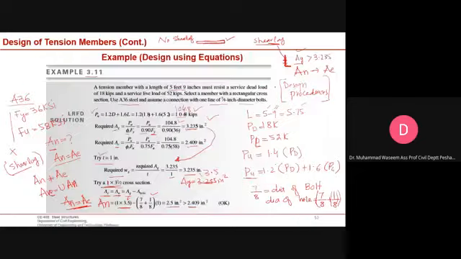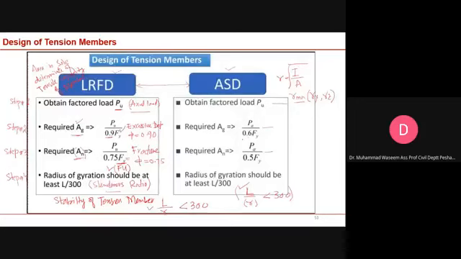Sir, what is this Ft, sir? Ft is equal to 0.5 Fu. Ft are the allowable stresses. Allowable stresses. Okay, this is Ft.